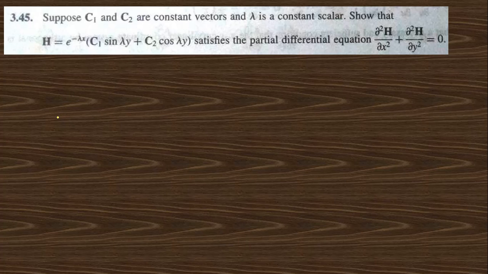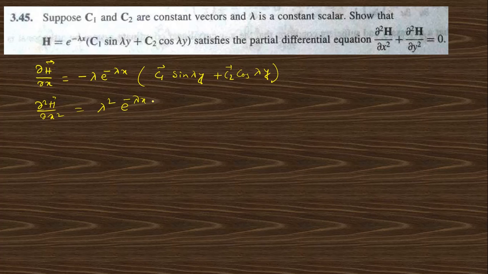Suppose C1 and C2 are constant vectors, and lambda is a scalar constant. So find del h by del x. What is the value of del h by del x? It is minus lambda e to the power minus lambda x times (C1 vector sin lambda y plus C2 vector cos lambda y). Okay, del squared h by del x squared, if we differentiate again, this will be lambda squared e to the power minus lambda x times (C1 sin lambda y plus C2 cos lambda y).